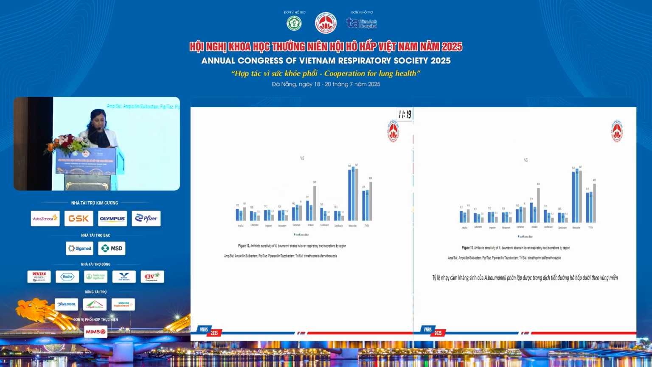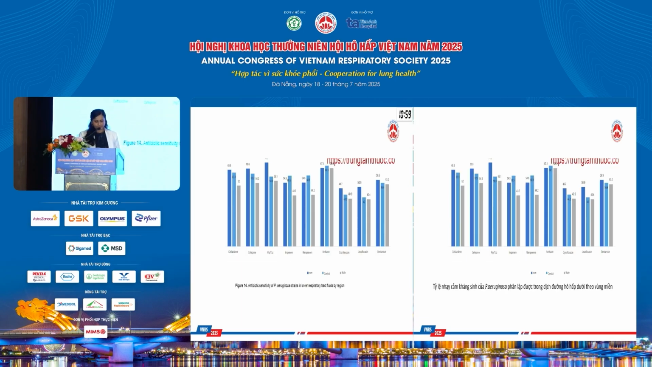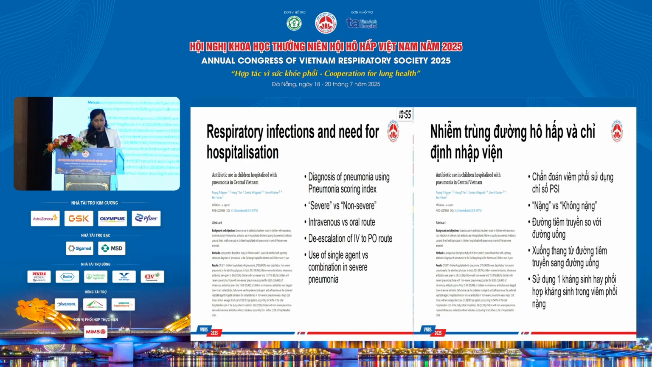Same with Acinetobacter baumannii, as that particular organism is already very resistant. Carbapenem is usually what we use. However, if you look here, carbapenem sensitivities are actually quite low, which is a problem. Same thing with Pseudomonas.